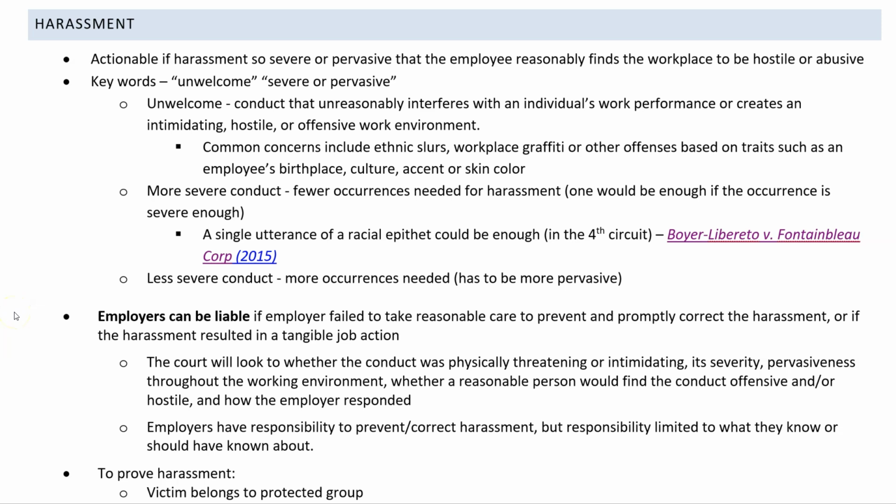Now, the less severe the conduct is, the more occurrences would have to happen. It would have to be more pervasive. How often does it happen? So severe, just how severe is the conduct? Pervasive, how many times does it happen in order to prove harassment?